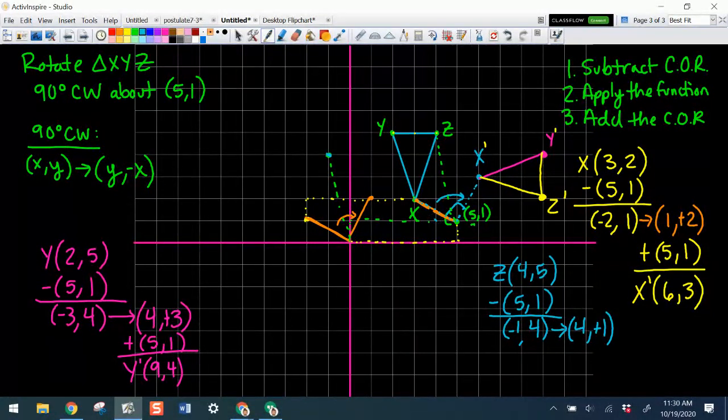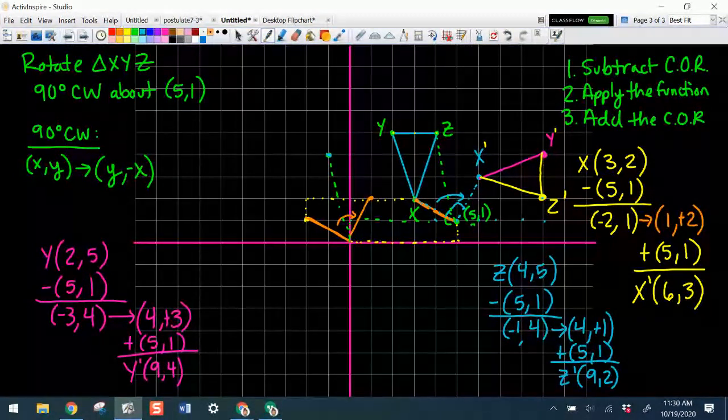And then we have to shift it back by adding the center of rotation (5, 1), which would be adding 5 to the right and up 1, which we see is where z prime was supposed to be. So we'll add (5, 1), and z prime will be located at (9, 2), which we assumed because a rotation is a rigid motion, so the size and shape is preserved after the rotation.